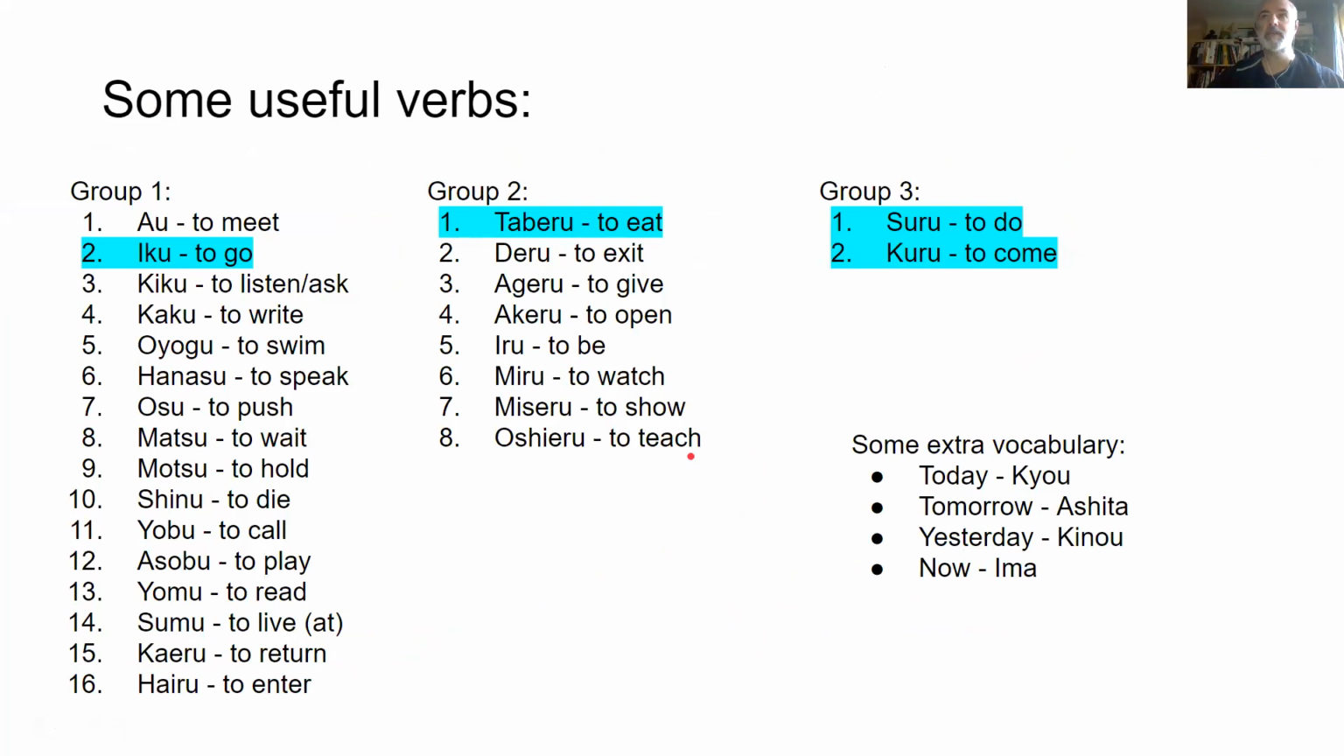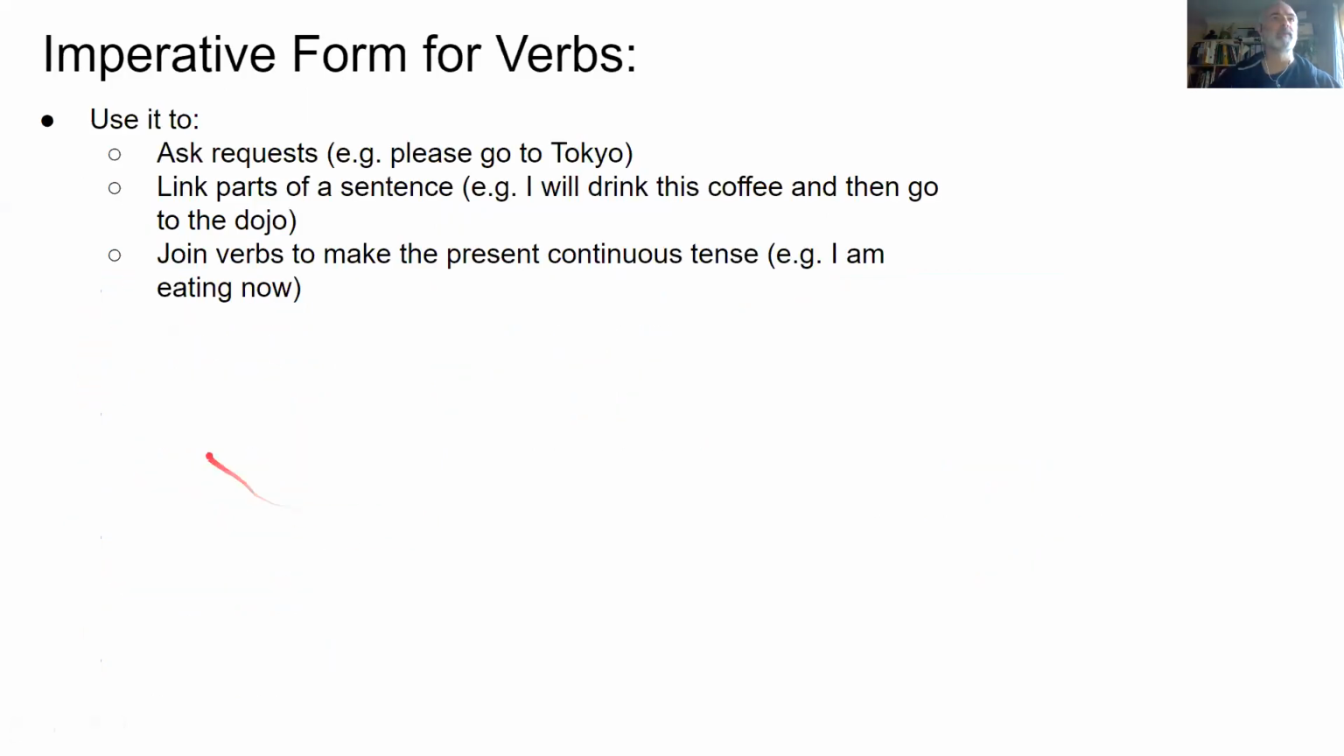So I would recommend that you at least memorize 4 verbs. The iku from group 1 becomes ikimas, taberu becomes tabemas, suru, and kuru. And the rest of these we should just slowly memorize as time goes by.